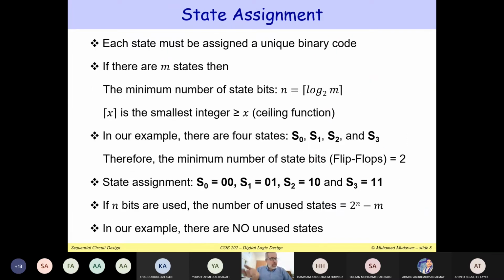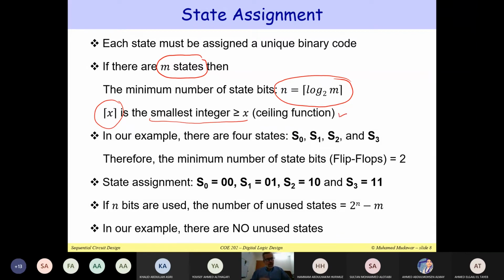Therefore, this is known as the state assignment. You have to assign a unique binary code. So look at the number of states. If m is the number of states, then the minimum number of state bits is n equal to the ceiling of log base 2 of m. This notation means the smallest integer which is greater than or equal to x, which is the ceiling function. In our example, we had 4 states. So log base 2 of 4 gives you 2. The minimum number of state bits is 2 to represent 4 states.